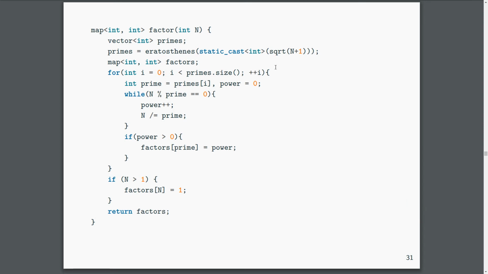So here we go through all the primes, and we start with power equal to 0. So that would be this prime to the power of 0, that's just 1. And then while the remainder of n modulo the prime is 0, so while it divides n, we increase the power and then divide by the prime to reduce n. If the power we obtained is non-zero, we add it to our factors map.